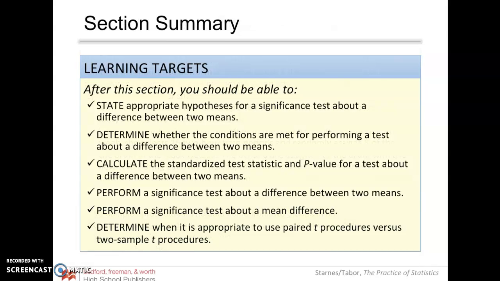Okay. We should by now be able to state appropriate hypotheses for a significance test about a difference between 2 means, determine whether the conditions are met for performing a test about a difference between 2 means, calculate the test statistic and p-value for a test about a difference between 2 means, perform a significance test about a difference between 2 means, perform a significance test about a mean difference, meaning that paired data that we've been looking at, and determine when it's appropriate to use paired t.